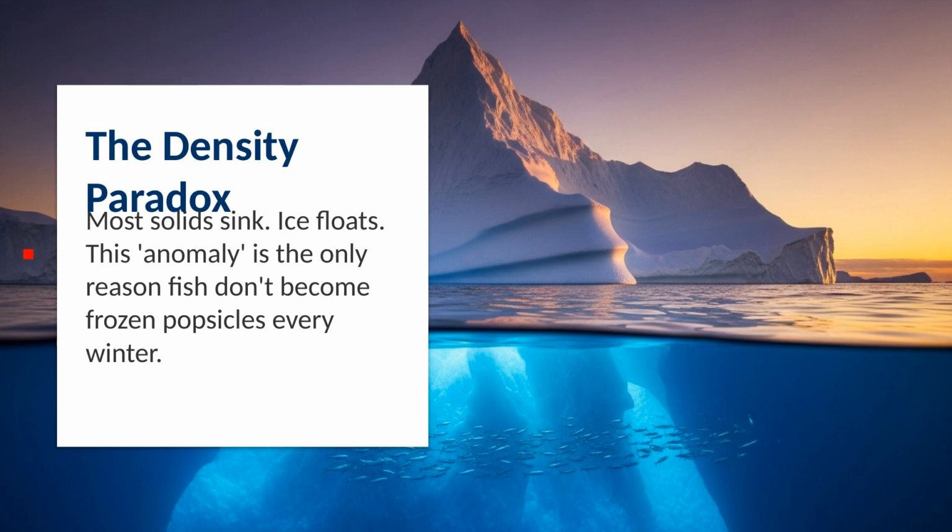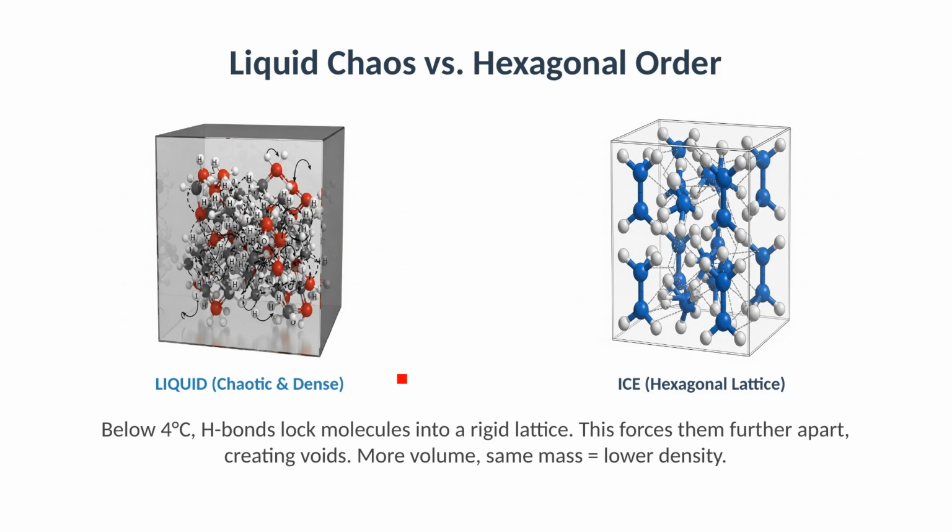Now, let's talk about the density paradox. Usually, solids are denser than liquids. But look at this iceberg. It's a massive block of solid water, yet it's floating on the surface. This single anomaly is the only reason life in our oceans and lakes survives the winter. If ice sank, our water bodies would freeze from the bottom up, turning every lake into a solid block of ice. So, why does it float?